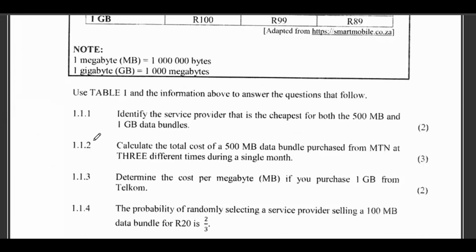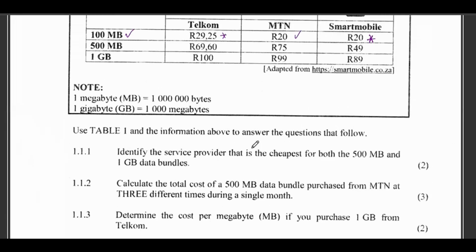Then let's go on and we see 1.1.1. Identify the service provider that is the cheapest for both 500 MBs and 1 gig. So we are here. Which one is the cheapest? We have this, we have that, and we have that. Indeed, it's this other one here. So here the answer is supposed to be Smart Mobile.